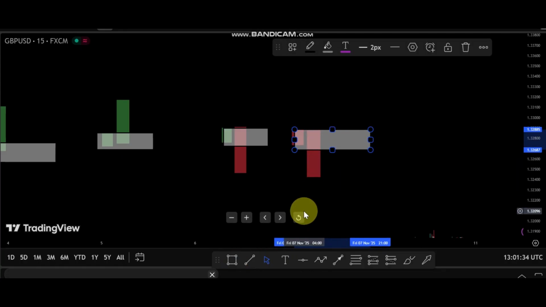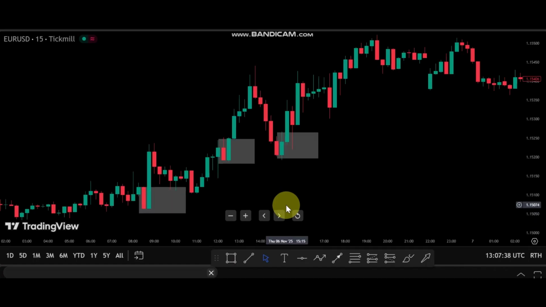Now let's go to the chart. Let's identify order blocks. In the chart, I've marked out the order blocks. There are plenty of other blocks, but I just marked out the most prominent ones so that it will be easy for you to understand.